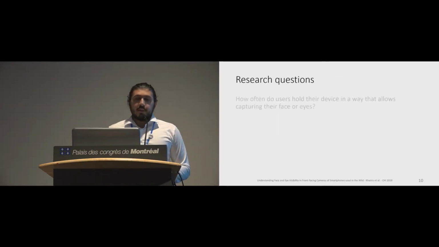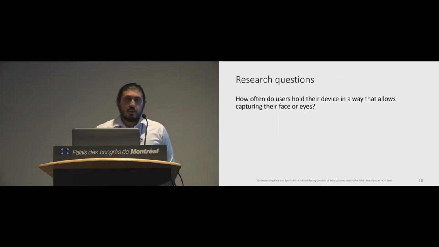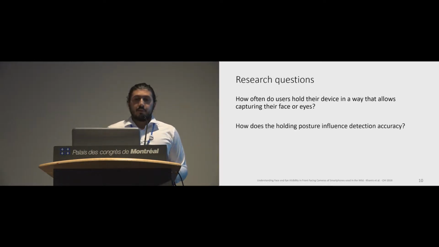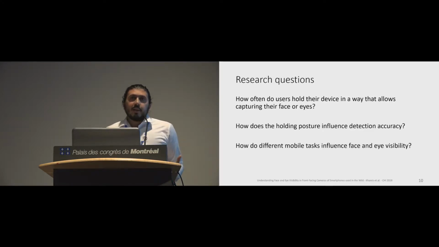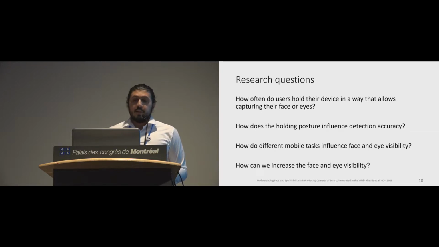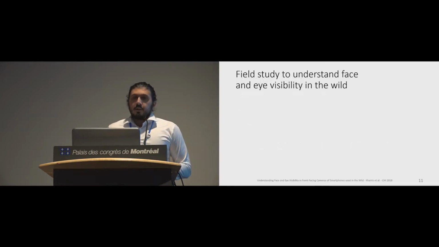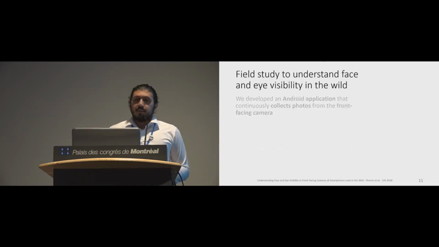So this made us wonder, how often do users actually hold their devices in a way that allows capturing their face or eyes? And how does the holding posture influence detection accuracy? How do different mobile tasks, the different things that you do on mobile phones, influence eye and face visibility? And most importantly, how can we increase the face and eye visibility in the front-facing camera of the phone? To answer these questions, we conducted a field study.